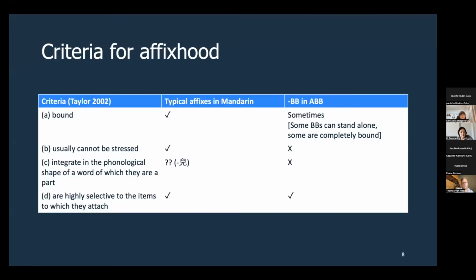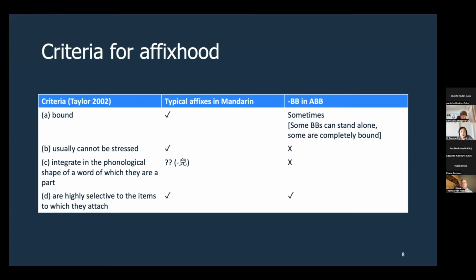To go along with the idea of whether they are truly affixes, these BB elements, well, then they probably should behave like typical affixes as well in Mandarin. And as you can see from this table, they don't. Typical affixes in Mandarin are bound, usually cannot be stressed, and are highly selective to the items to which they attach. They don't really integrate in the phonological shape of a word to which they are a part of, except for maybe, but that's just the nature of Chinese.